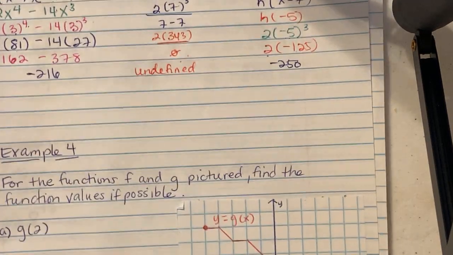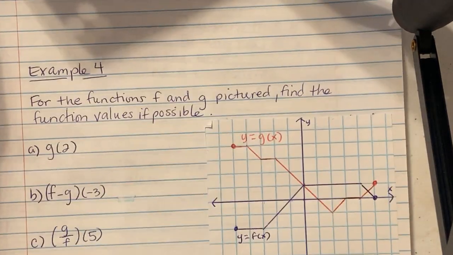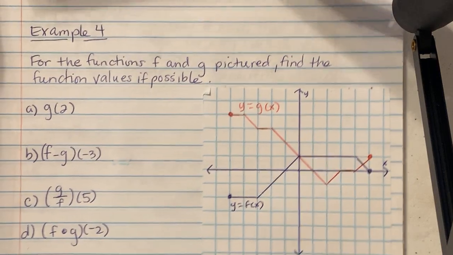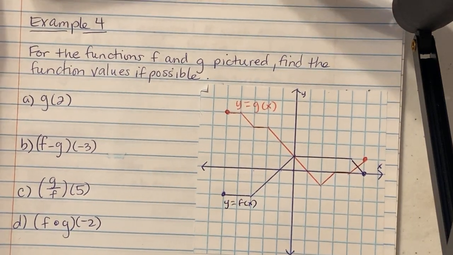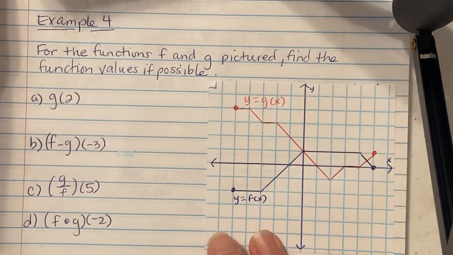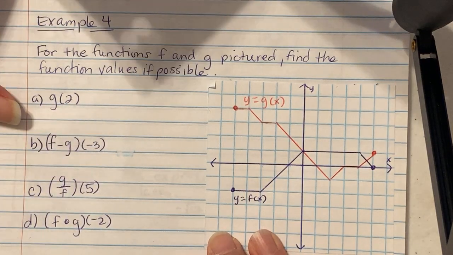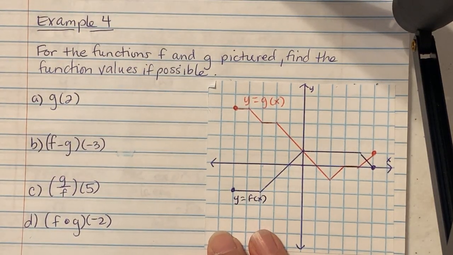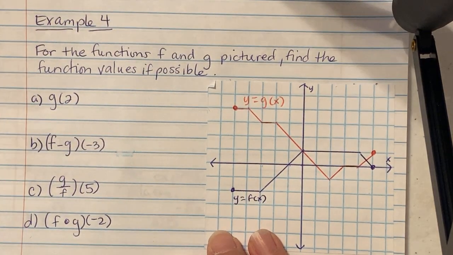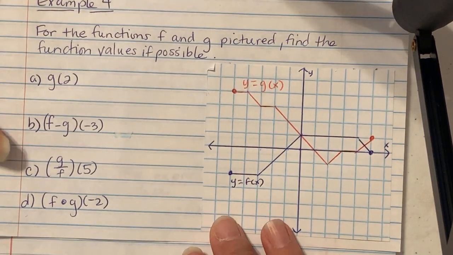Now comes some of my favorite pieces. What happens if they ask you to interpret a graph? The graph actually gives you your answers. You just need to look. So example 4 says the functions f and g are pictured. Find the function values if possible.